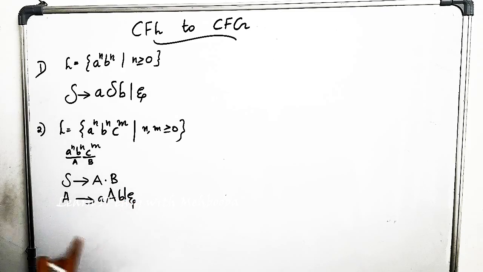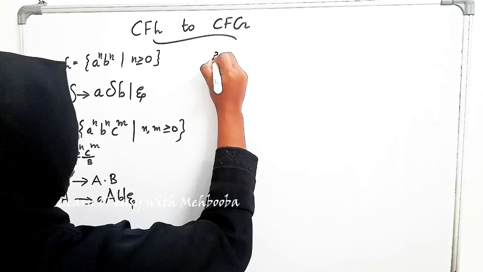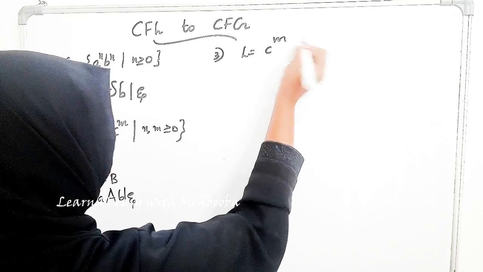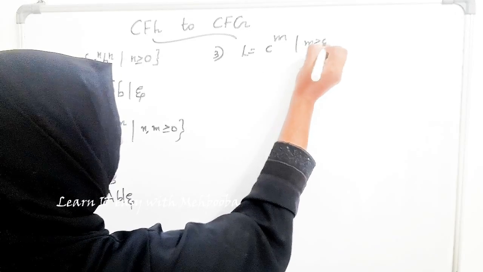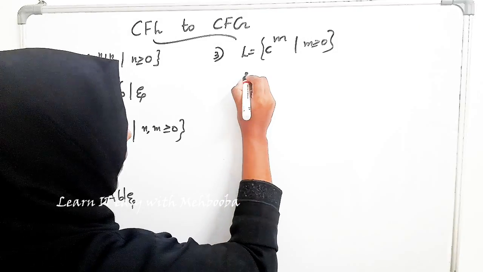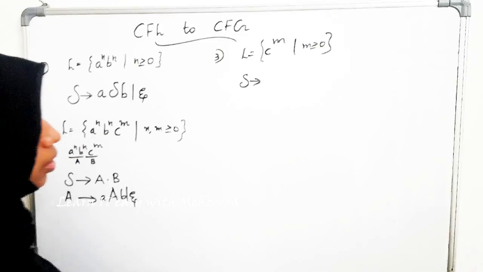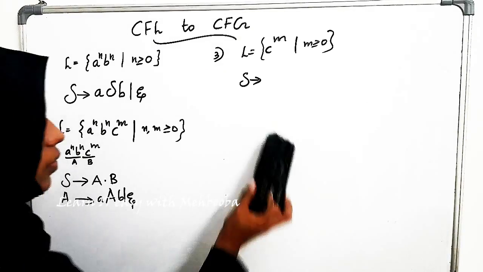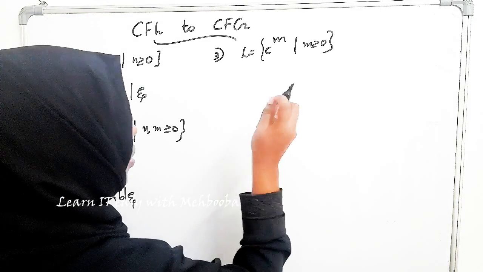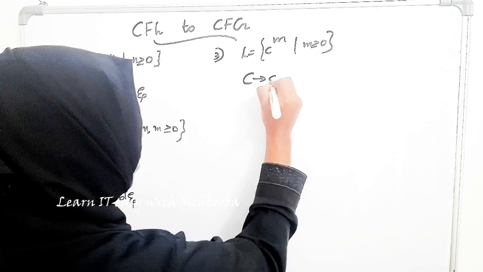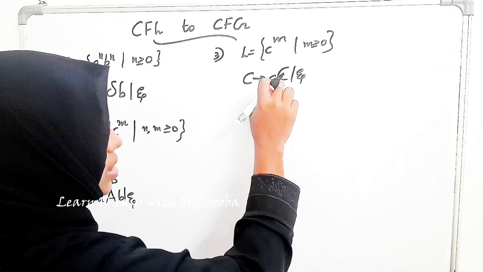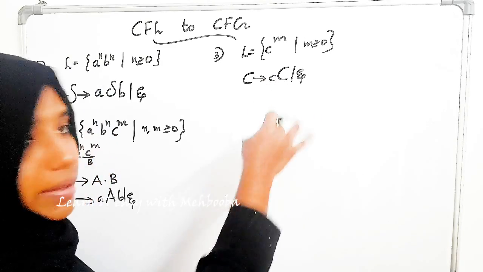Now you have to write the grammar for B, that is, you have to write down the grammar for C raised to M, M greater than or equal to 0. So this is one question that we need to do. See, C raised to M means any number of C's can be derived. So you can simply write it as C derives CC or epsilon, and it goes on.